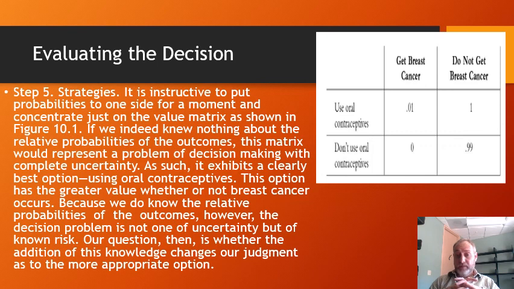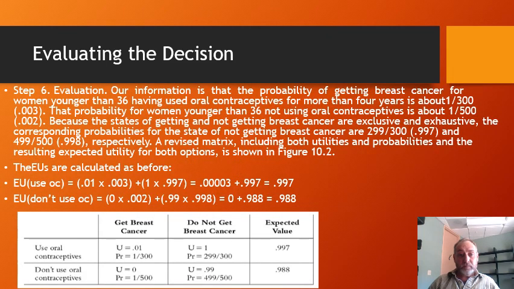However, we do have some information that really changes the situation. So we do need now to apply the probabilities we know about states of the world to this matrix. The information we have is that the probability of getting breast cancer if you've used oral contraceptives and you're younger than 36 is 1 in 300, so about 0.003. The probability if you don't use oral contraceptives is 1 in 500, or 0.002.